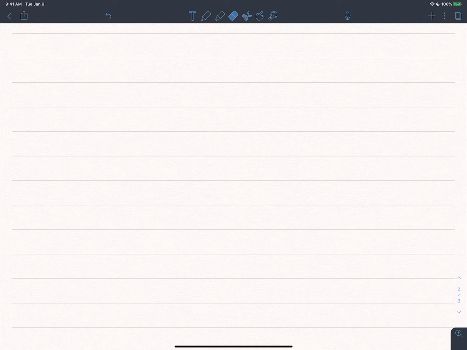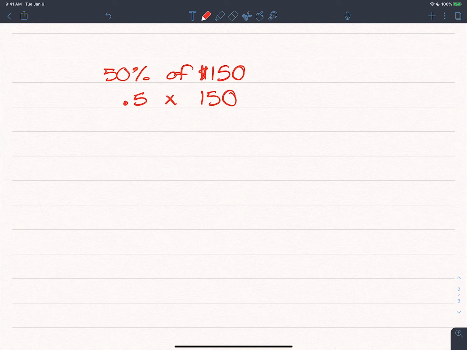So if the bag cost $150, and it's 50% of the original amount, we'll say 50% of 150, and we can just multiply. So 0.5 times 150. Of means multiplication, right? That's what it means. And when we do that, we get 75, and this is the cost of the bag.